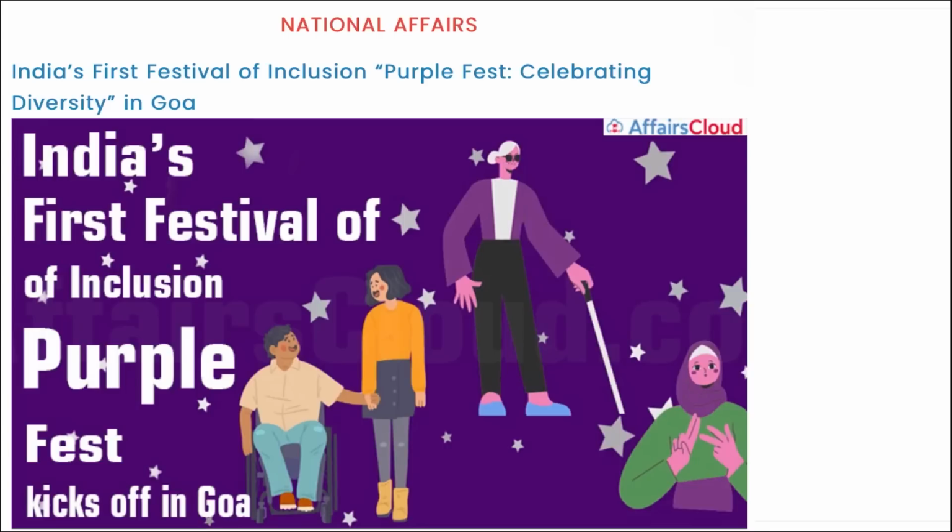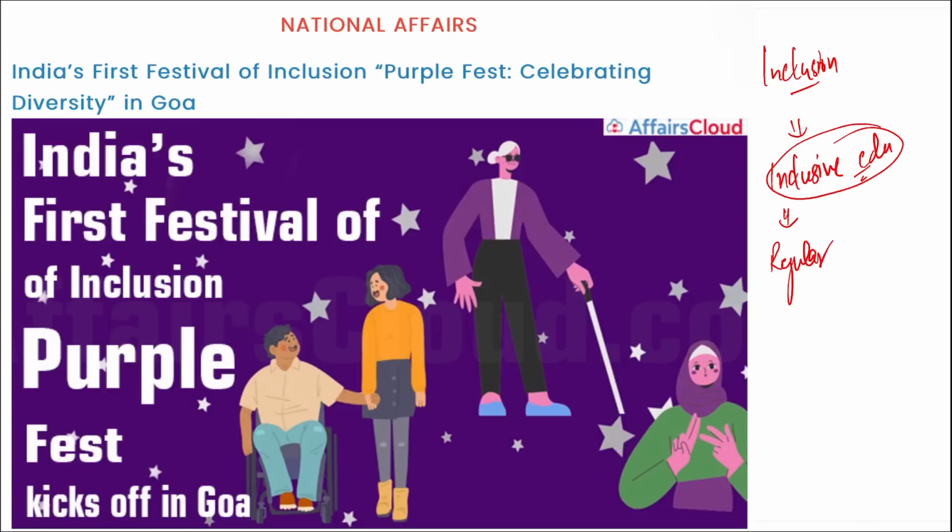Next we will be talking about India's first festival of inclusion. What is inclusion? There is a term in psychology that is inclusive education. What is this inclusive education? Inclusive education is basically when both regular students and your disabled students work, they study together in a particular school.